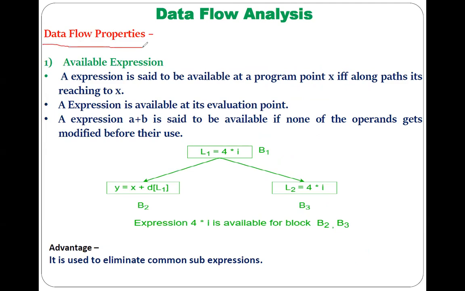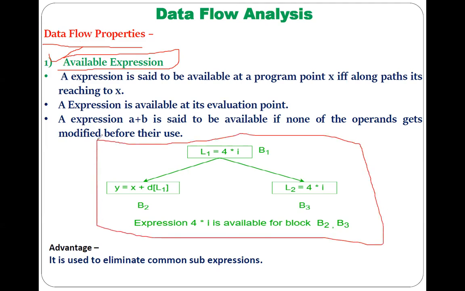Which are the different data flow properties that we are to discuss next? Okay. So, in that first data flow property, we have the available expression. Now, what do you mean by the available expression? This is the sample control flow graph we have taken for some example. Now, what is the available expression in that?